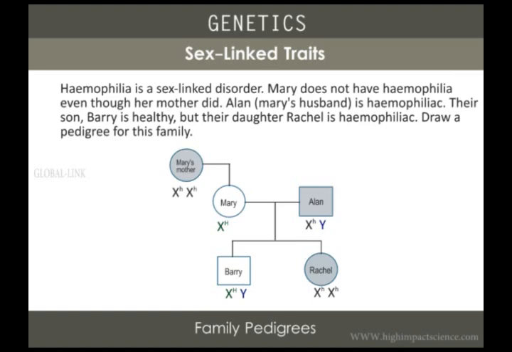Rachel got one X small h, obviously from her father Alan, who is hemophiliac. It therefore means that she got the other X small h from her mother Mary. And so Mary's genotype is actually X capital H, X small h. She is a healthy carrier, and so a half-shaded circle.